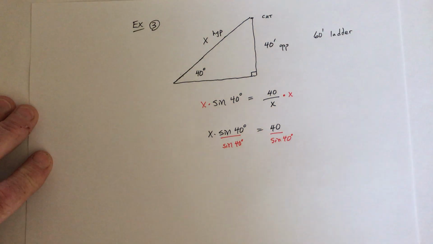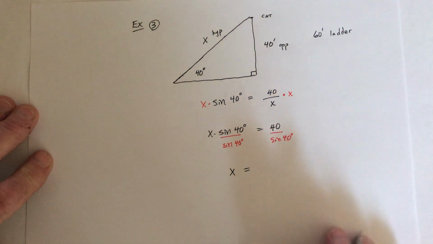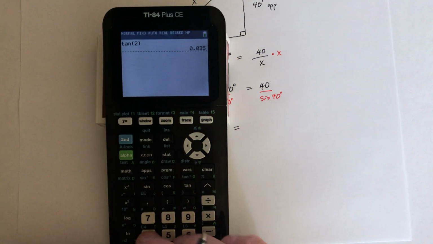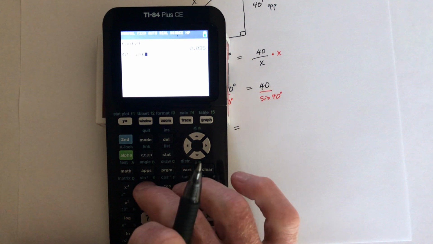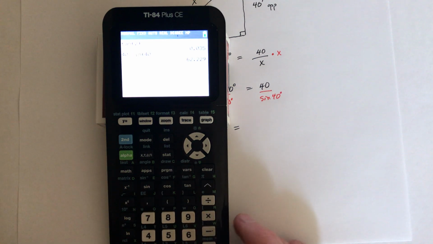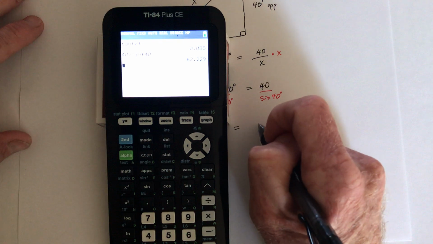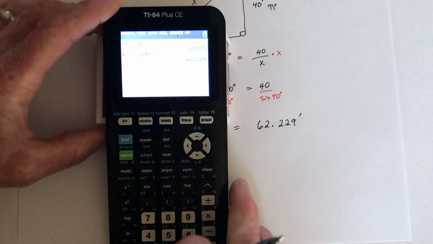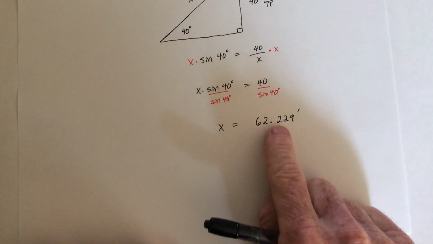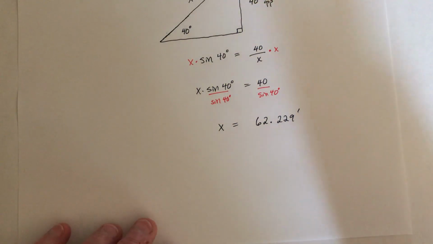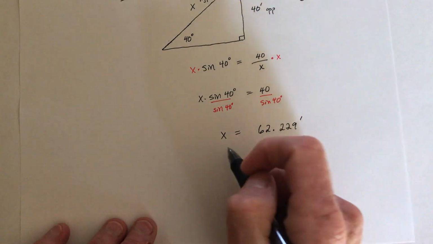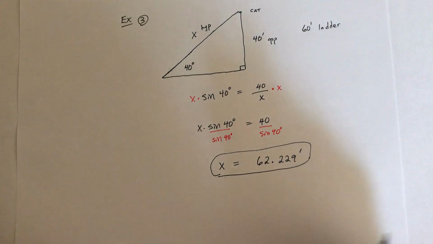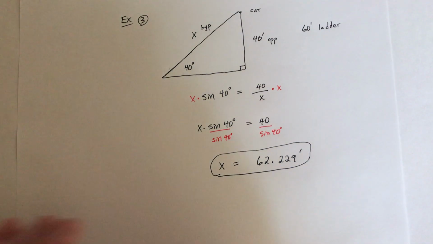And then we'll see if the ladder is going to reach the cat. So you need 40 divided by sine of 40. It's 62.229 feet. So that ladder is going to be about 2.2 feet too short. Well, hopefully they could just then reach out that extra 2 feet and grab the cat and it will be safe.